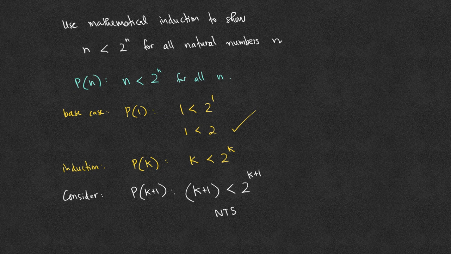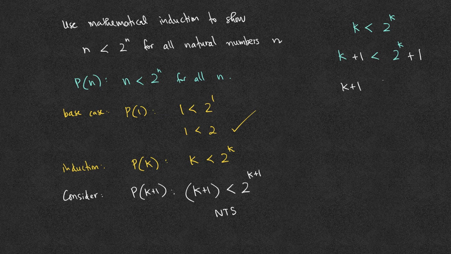To show this inequality, we first start with what we assume. We assume that k is less than 2 to the k, which is true. We then add 1 to both sides of this inequality because adding 1 doesn't change the inequality. The inequality less than is still less than when we add 1 to both sides. But we can do better than this.